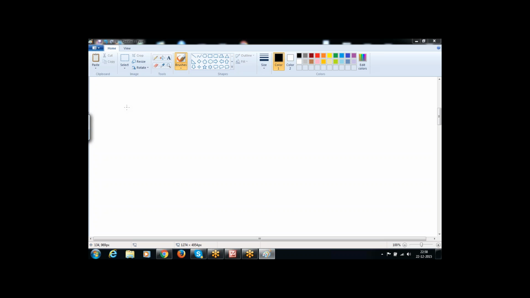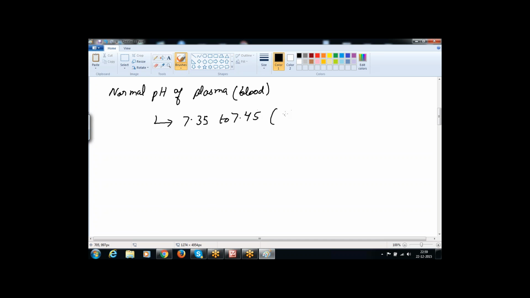First thing we do here is the normal pH of the body. Normal pH of plasma. Plasma means blood. It is 7.4, which in words we will say, let me write the exact range. It is 7.35 to 7.45. And if we write the same thing in words, it will be called slightly alkaline.